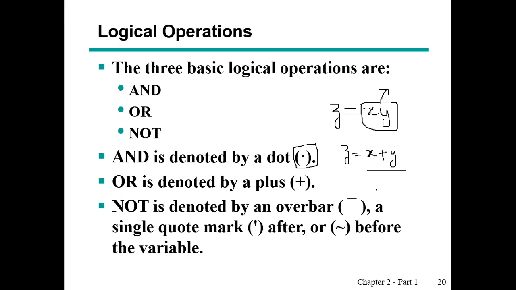Not is denoted by an overbar. For example, if z is the inverted output of x, we can write it as z is equal to x bar, or z is equal to x dash, or x prime, single quote, or we can use the tilde character. We can use it before x. So this also represents a complement operation, a bitwise complement operation, or a not operation, where 1 is turned into a 0 or 0 is turned into a 1. Okay, so all these are valid expressions.